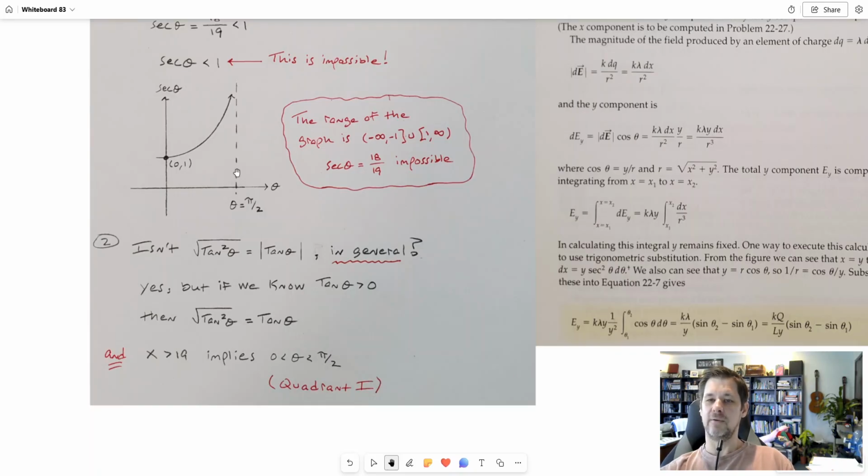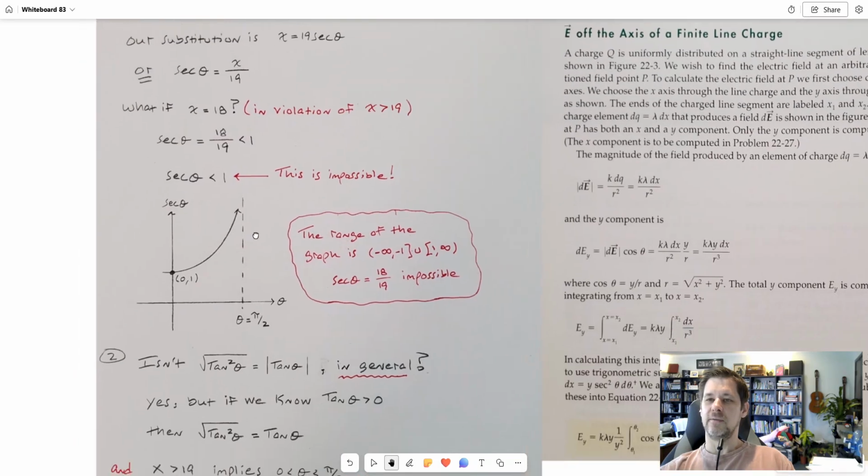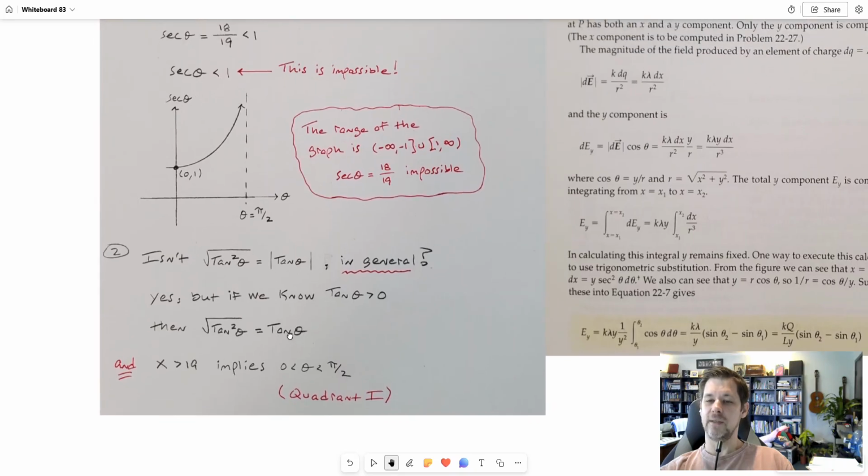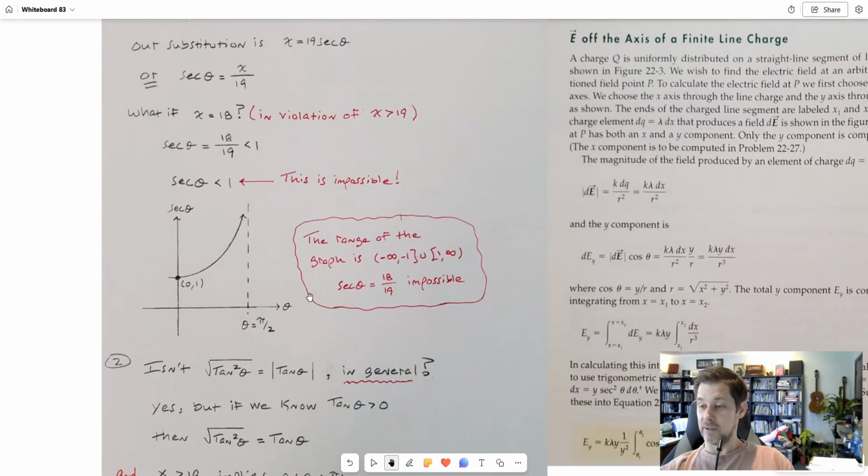I could go into way more detail about both of these, but this restriction makes sure that we have an answer for secant theta, since that's the substitution we're using, and that we don't run into a problem with the square root of tangent squared. Okay? All right, so believe it or not, that's a short answer. I could provide more detail if needed.